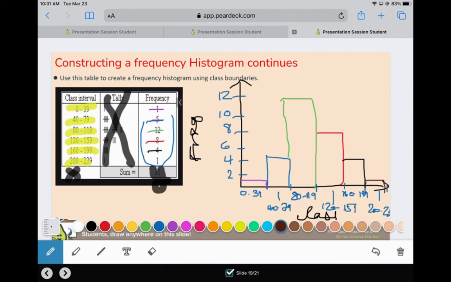So you can make your bar graph that simple, or if you want to bubble it in because you like to color like me, then you can do that. But that's the frequency histogram.